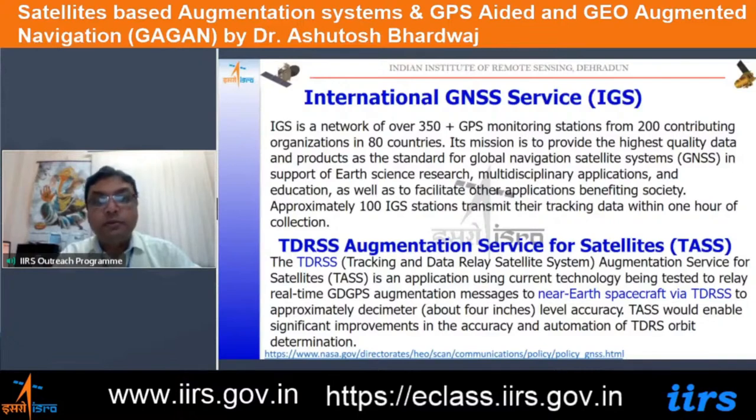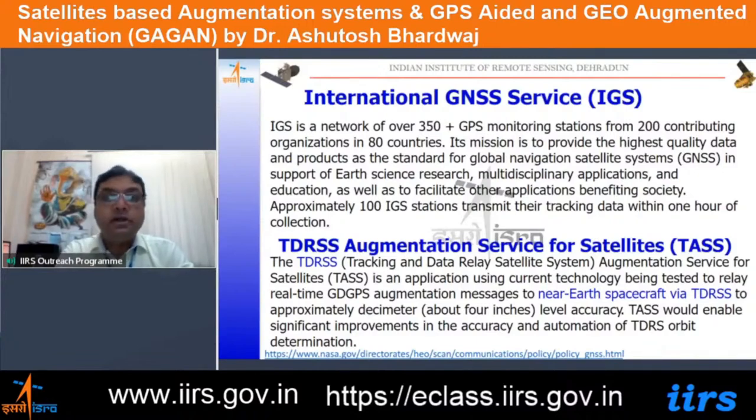Besides this, we have the IGS stations, International GNSS Service. In the beginning, they were called International Geodesy Stations, and when the GPS was formulated in the 1990s, when the IOC and FOC were completed in 1993-94, and the IGS stations started working, then it was renamed as International GPS Service, and once the concept of GNSS came in 2006, it was renamed as International GNSS Service.